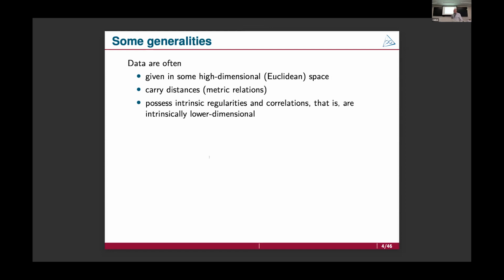Now, even though they come in some high-dimensional space, all natural data carry some intrinsic regularities and correlations. That means that they're intrinsically lower dimensional. Even though they're situated in a 300-dimensional space or 1,000-dimensional space, intrinsically they're much lower dimensional. And we want to bring that out in the first place. That is the first step. These are schemes that were already introduced 20 years ago, manifold learning, to identify them. And then we want to further project them down onto 2D in order to visualize them.